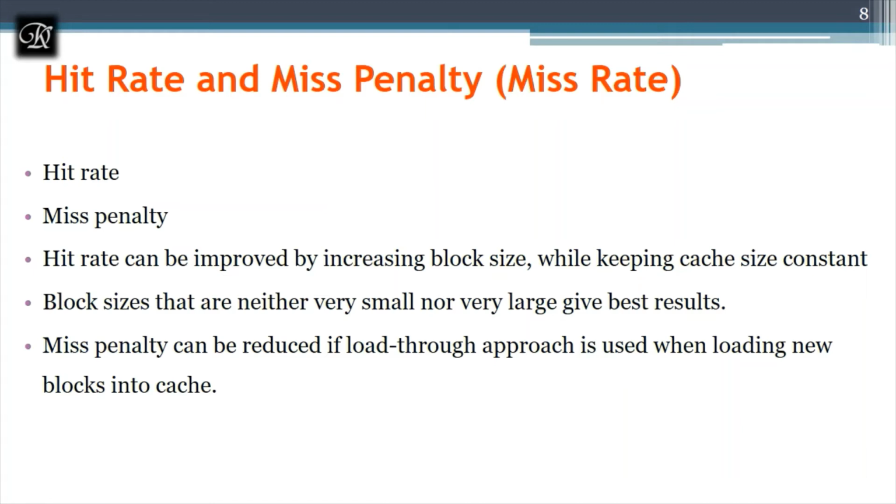Why do we call it a miss penalty? Because when a miss happens, we have to do something more, we have to spend some time. That time is what we pay as a penalty. But how can we improve this? How do we increase the hit rate and reduce the miss penalty? The hit rate can be improved by increasing the block size, so that we can get more data within one block and the hit rate will be higher.